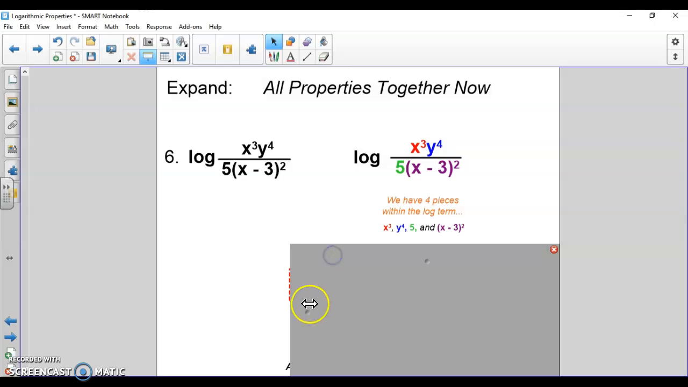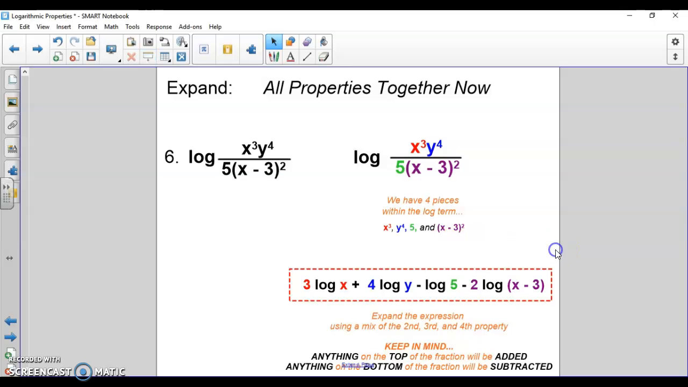Got all my 4 pieces. This is just a very similar problem to the last one, just kind of flipped. Up top is positive, or being added. Bottom is being subtracted. Simple as that. So I have 3 log of x plus 4 log of y for the top. So plus, everything's positive, minus log of 5 minus 2 log of x minus 3. Have your reminder there again. So just keep that all in mind, please.